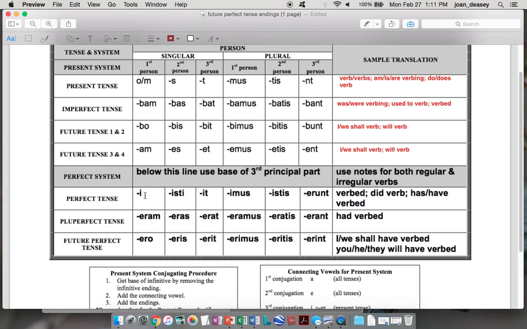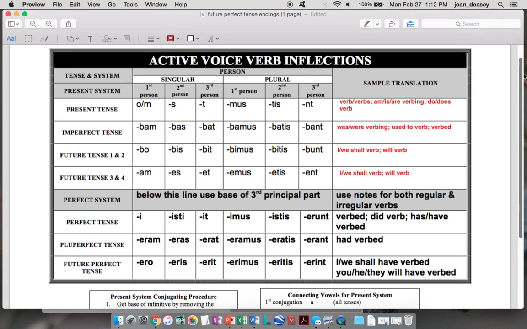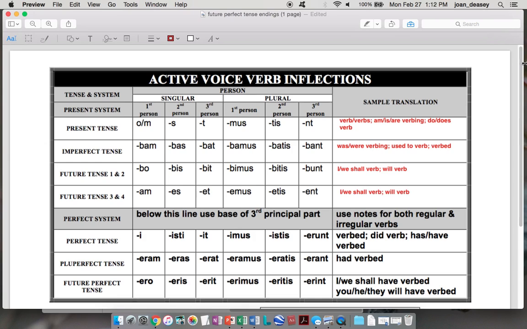That concludes our very quick review of the endings for the present active verbs.